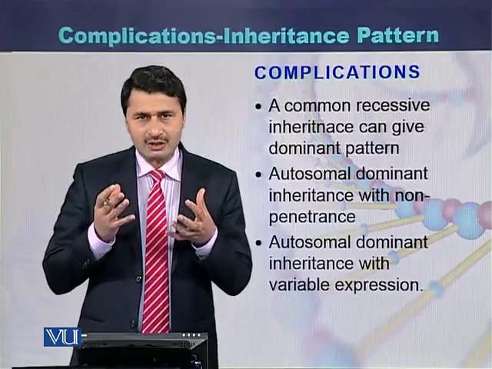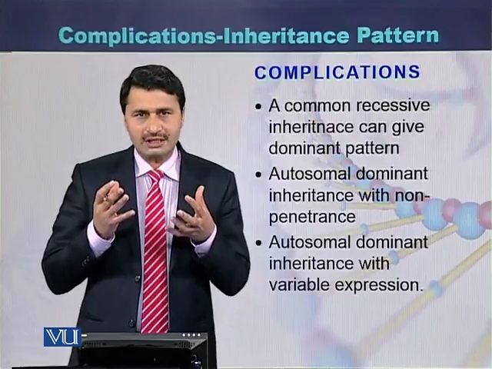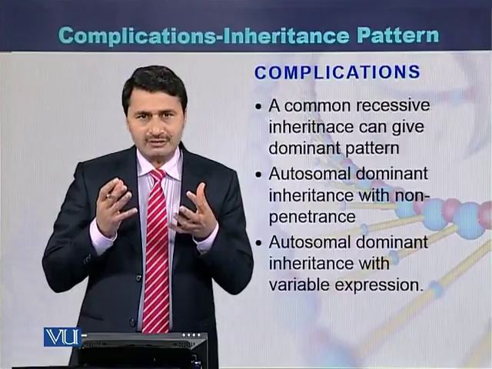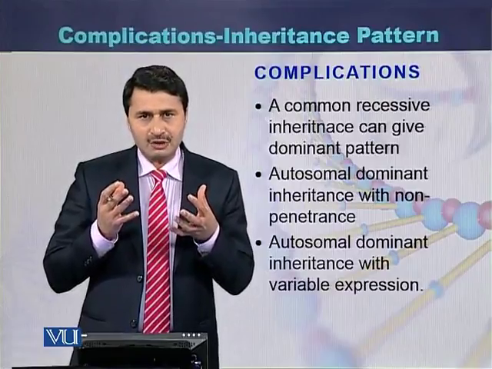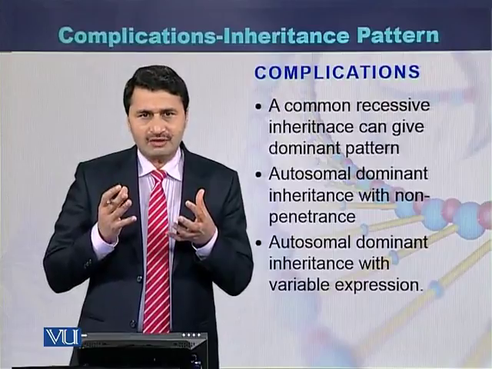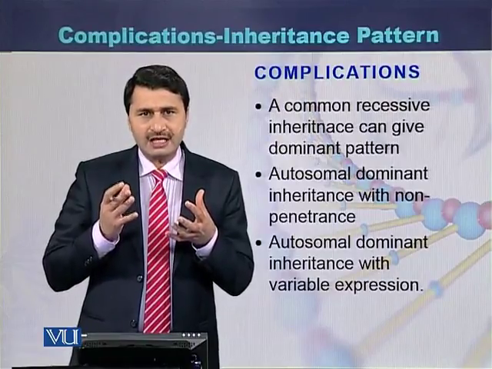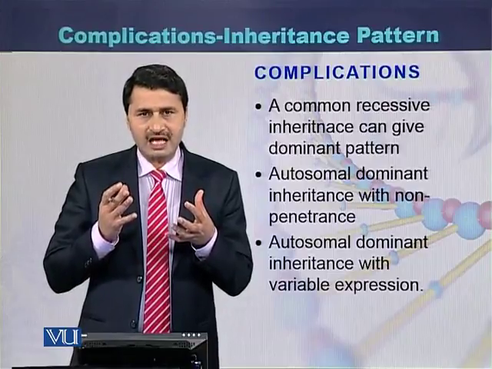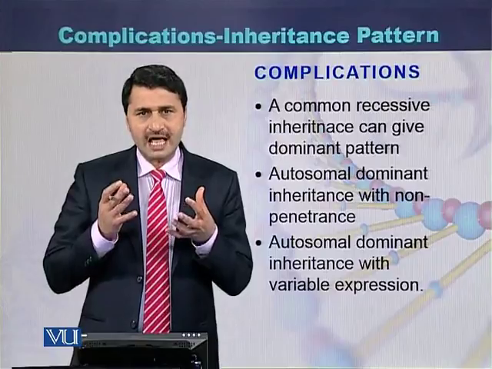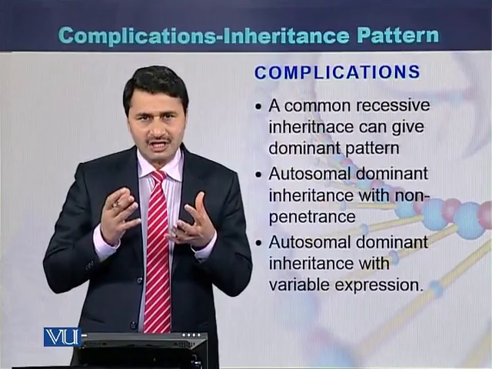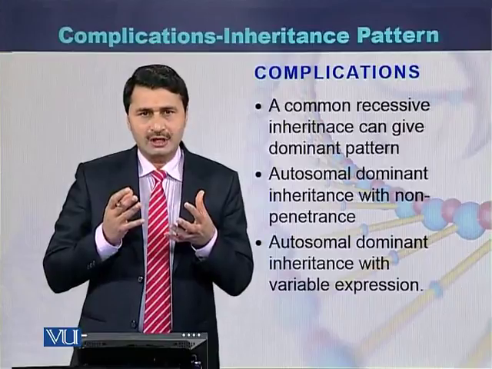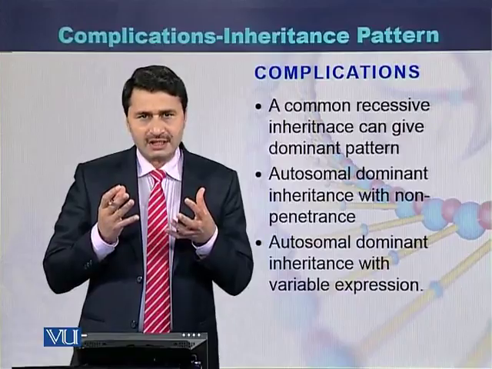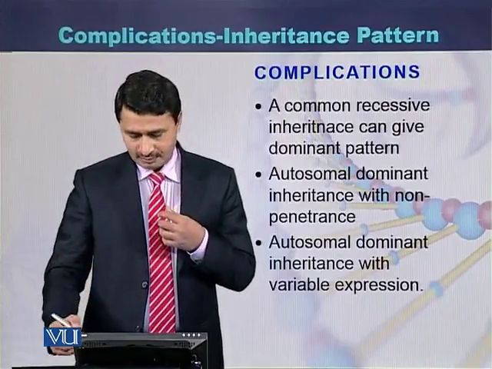Another phenomenon which is also related to autosomal dominant inheritance is variable expression. There is a genotype and the individual has a mutated allele. Despite the mutated allele, the expression of the phenotype is variable between individuals. Some individuals have severe disease, some have moderate disease, or we can say severe expression, moderate expression, and low expression. So these are the most common patterns which are not according to the basic patterns of inheritance.